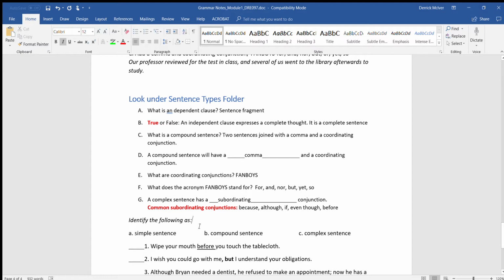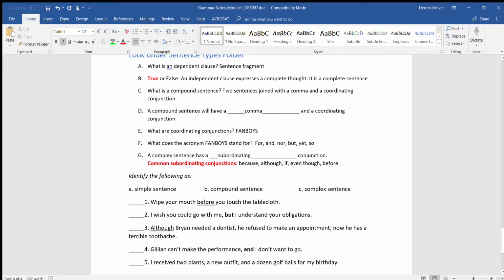So, a simple sentence is a type of sentence. A simple sentence is simply a complete sentence. A compound sentence is two sentences joined with a comma and a coordinated conjunction. Remember, coordinated conjunctions are fanboys, which stands for for, and, nor, but, yet, and so. A complex sentence will have a subordinated conjunction. Repeat after me: a complex sentence will have a subordinated conjunction. Okay? Common subordinated conjunctions are because, although, if, even though, and before.